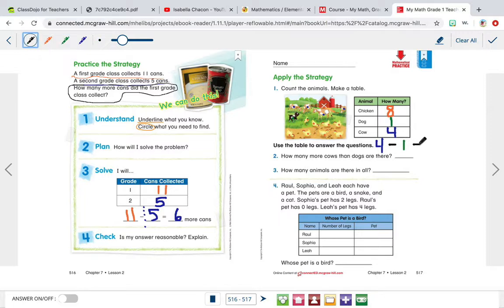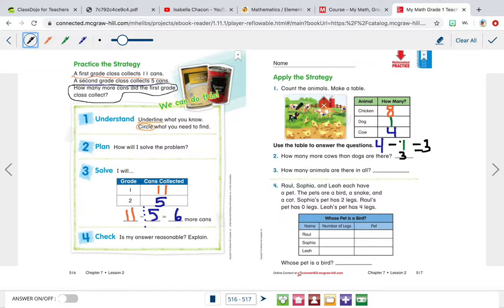equals, well, we know that 1 is our smaller number, so I'm going to write 1 dot, get 4 in my head, and count back. So 4, 3. So 4 take away 1 is 3. That means there are 3 more cows than dogs.